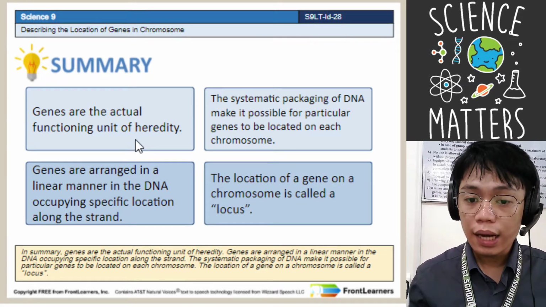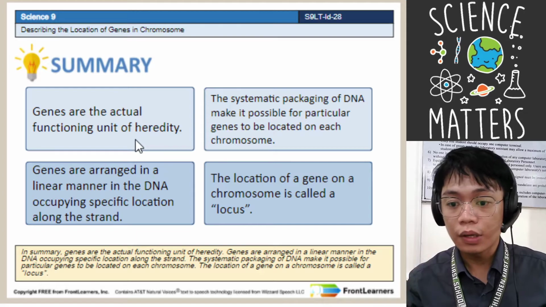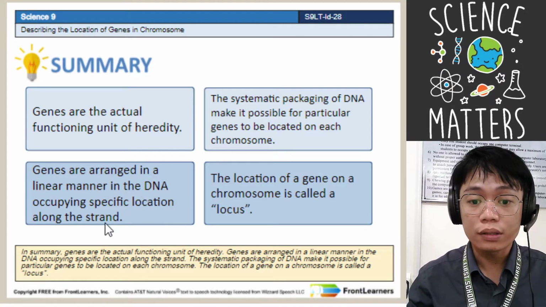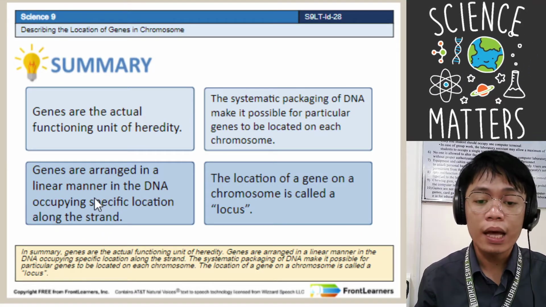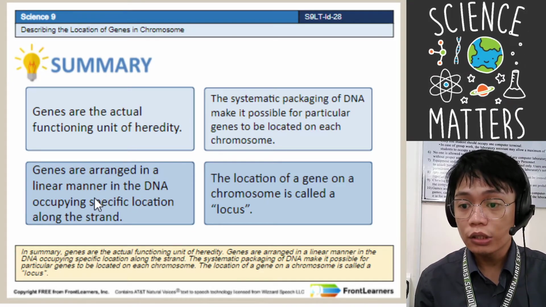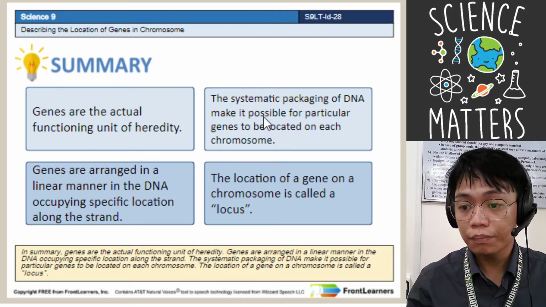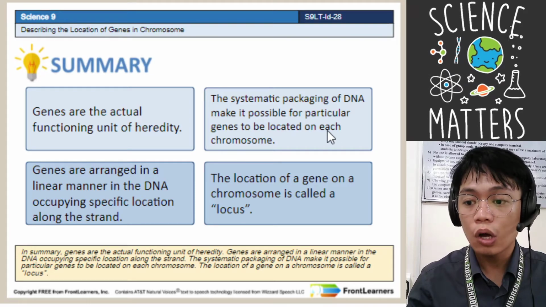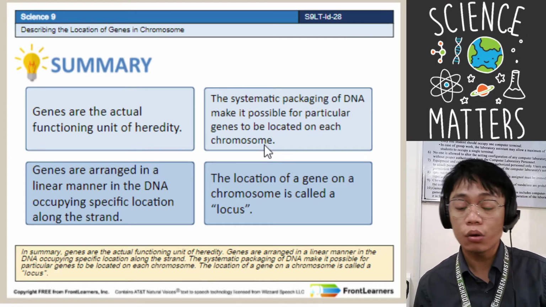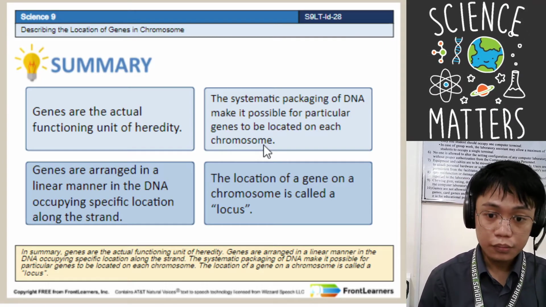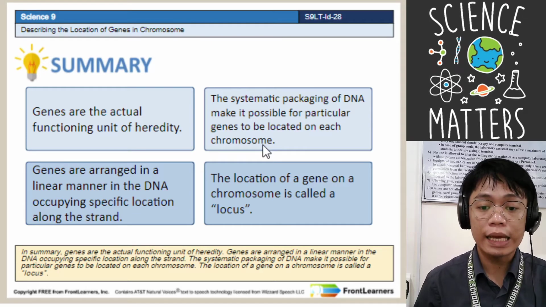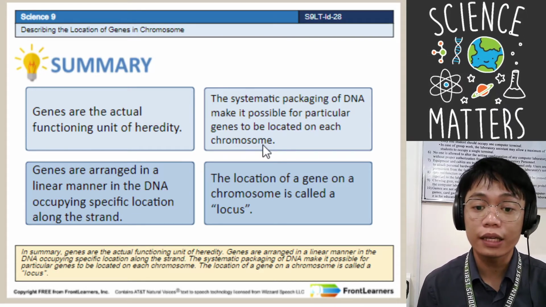physical and genetic attributes of a particular organism. So genes are arranged in a linear manner in the DNA, occupying a specific location along the strand. So meron lamang silang specific location. Other locations of the DNA encode for different proteins which are needed by our body. So the systematic packaging of DNA makes it possible for particular genes to be located on each chromosome. So basically, in meiosis or the cell division, there is so-called variation, whereas there is the recombination or the exchange of physical and genetic attributes of the genes.